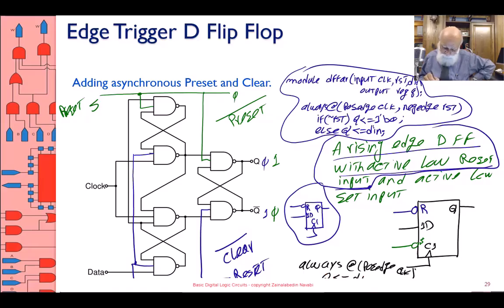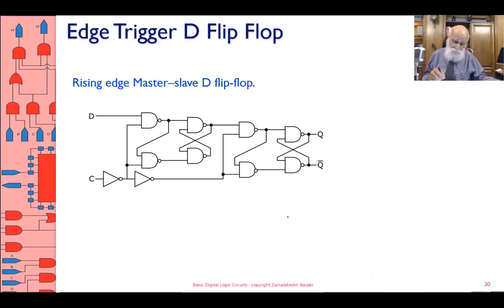Q gets D in. Okay? So when the positive edge of the clock arrives, you come into this, put D into Q, and that's all there is to it. All right, this is an edge trigger flip-flop without going through the analysis that I did before. This is a master-slave D flip-flop, and this is also a rising edge master-slave flip-flop.